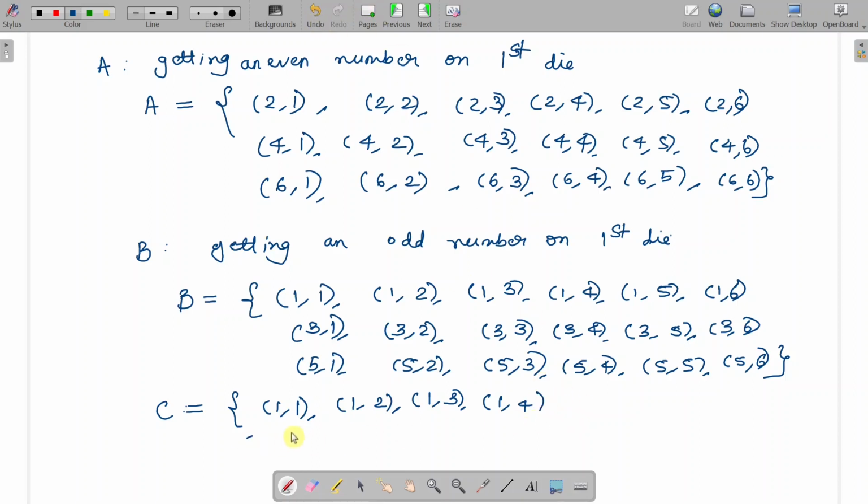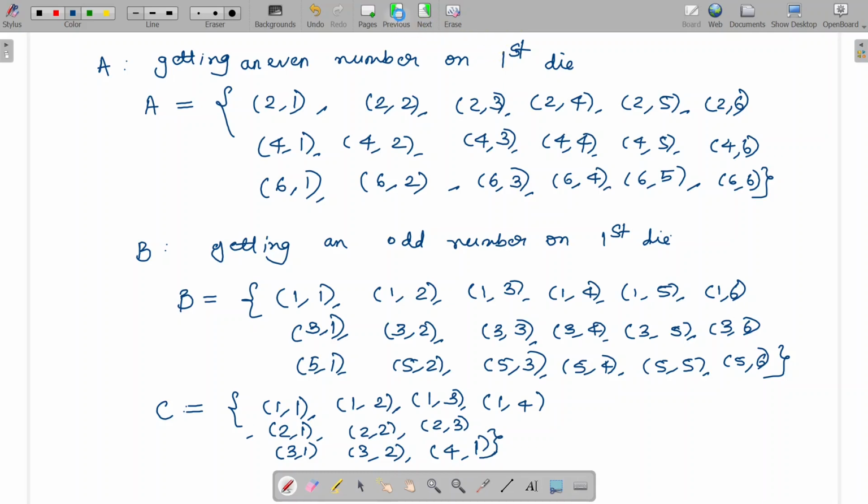Then similarly we will get 2 comma 1, because 2 plus 1 is 3, which is less than 5. Then 2 comma 2, 2 comma 3. Okay, then 3 comma 1, then 3 comma 2, right, then 4 comma 1 will be there. Okay, and 5 comma 1 will not be there because 5 plus 1 is 6, 6 is not less than or equal to 5. Okay, so these many elements will be there in the set C.